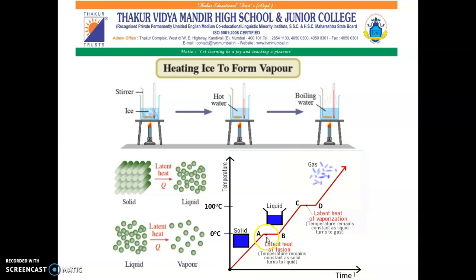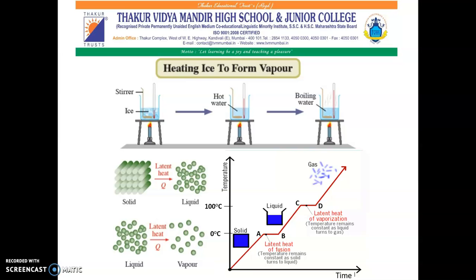In this graph, the line AB represents the conversion of ice into water at constant temperature. When the ice is heated, it melts at 0 degrees Celsius and converts into water at this constant temperature only. So, at the point B, the ice has converted into liquid.